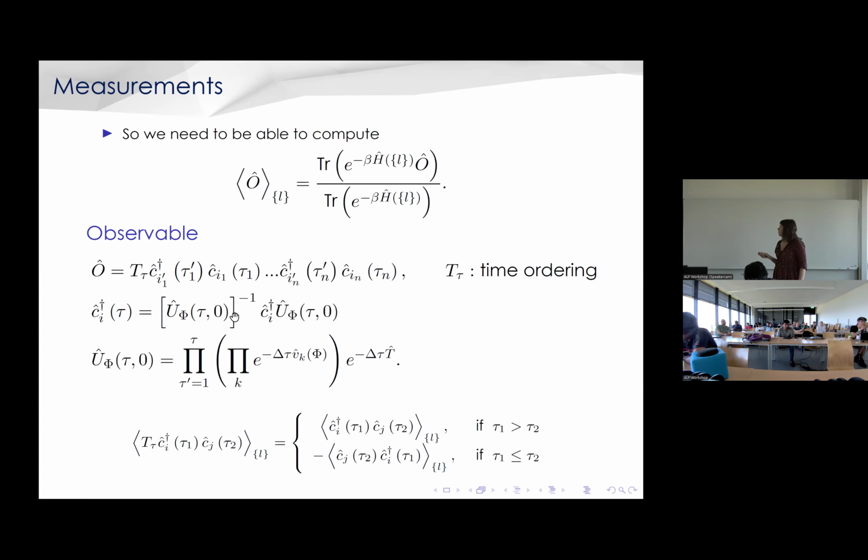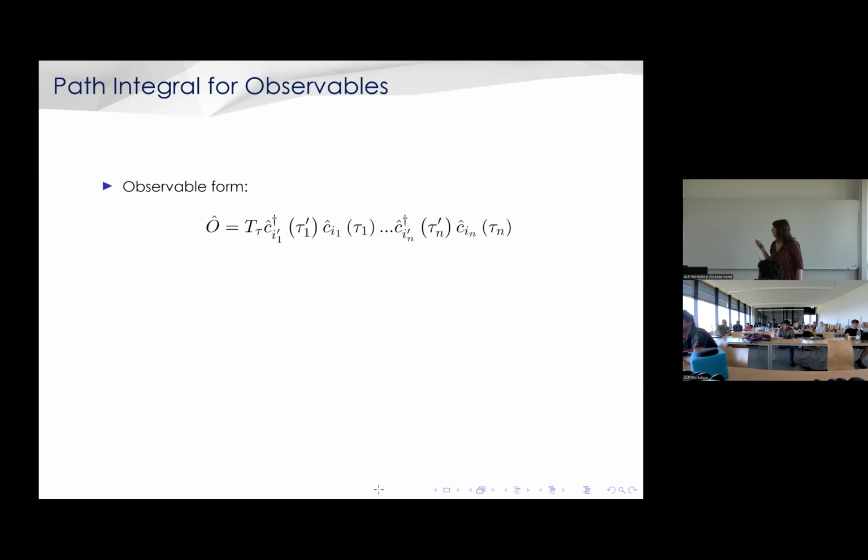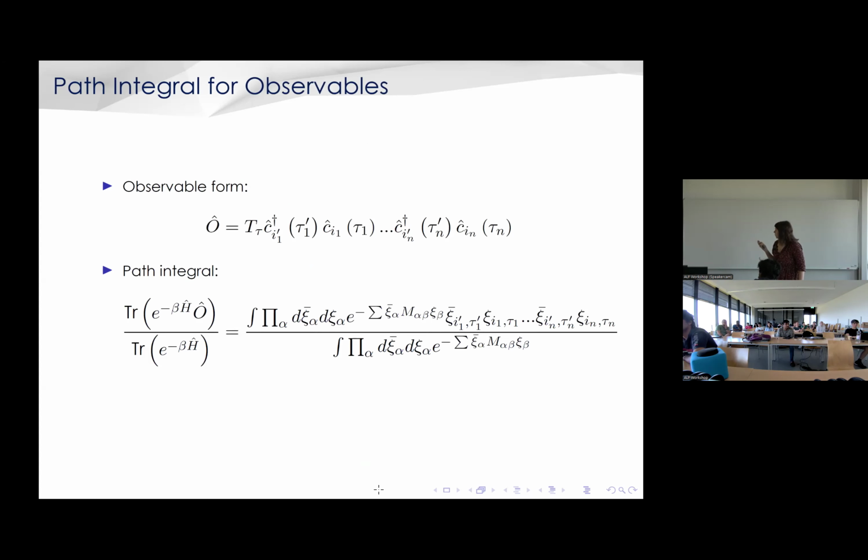And in this definition, we're using a time-ordered definition where if you have these two times, basically this is going to push everything so that the larger time is going to be to the left and the smaller time is going to be to the right. So if they're in the other order, you're going to end up with a minus sign. And also if you have C dagger and C at the same time, then you have a minus sign there too. Okay, so that's our observable form.